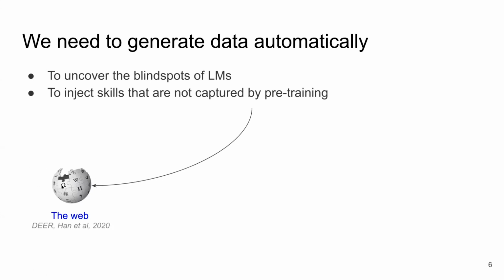So the web is represented by Wikipedia here, just as a joke that NLP focuses a lot on Wikipedia nowadays. But you can imagine that there are some things that exist on the web but are underrepresented in the training data, and maybe we can just use that.